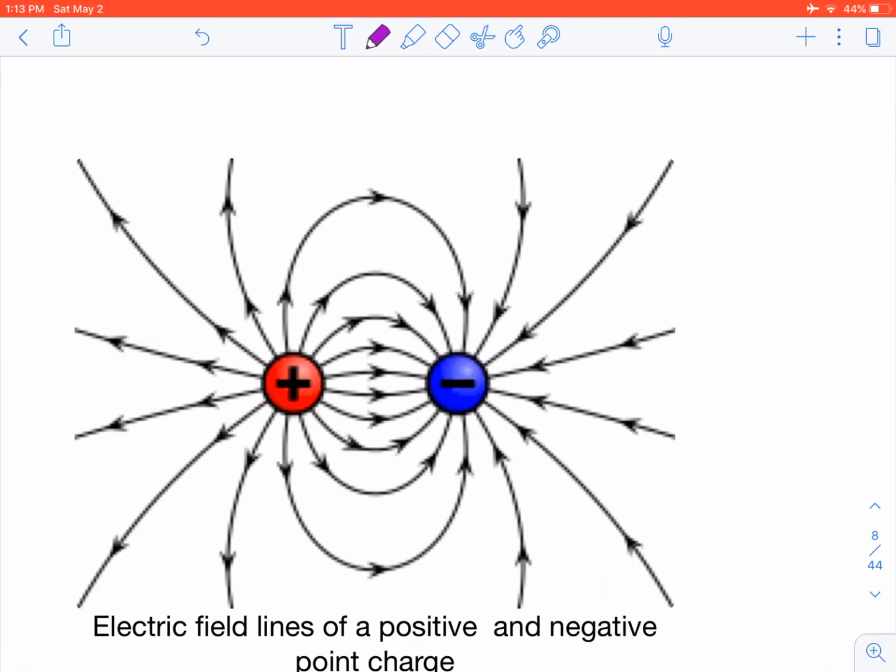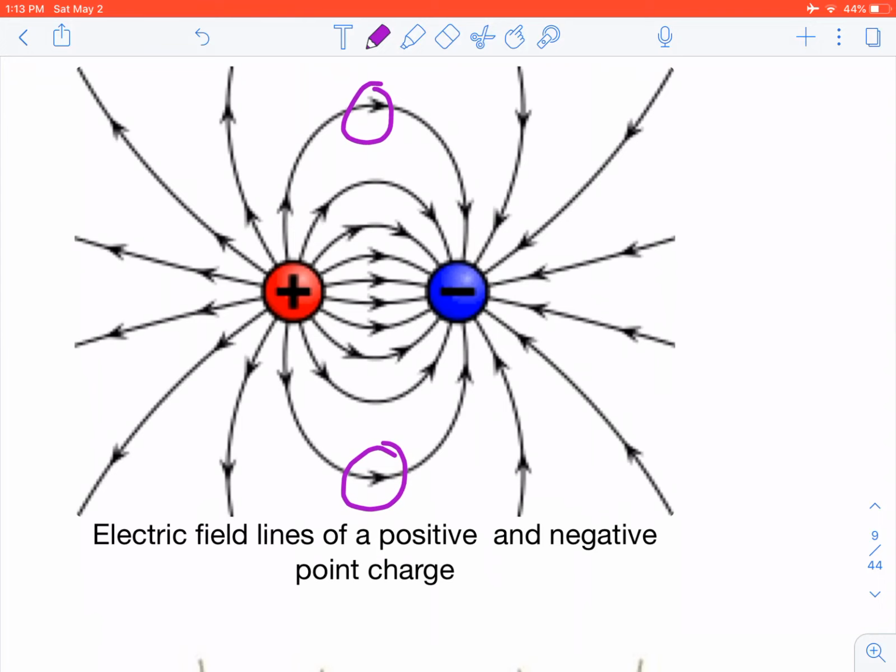Let's look at a positive and a negative charge here. Here again, the field lines move from positive to negative. But unlike a magnetic field, these lines are not continuous. What I mean by that is, for instance, it goes from positive to negative, but it doesn't complete that particular loop. It stops where the negative charge is. So it's not continuous.